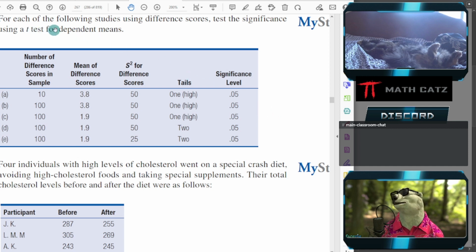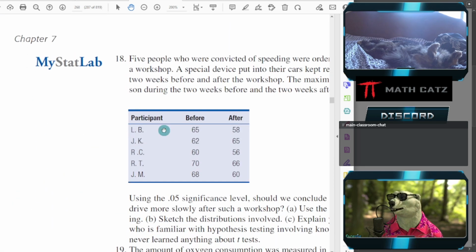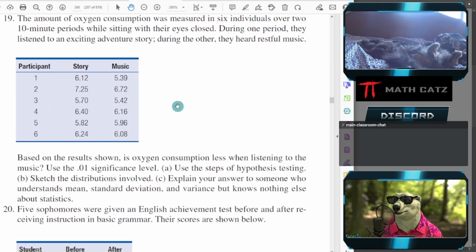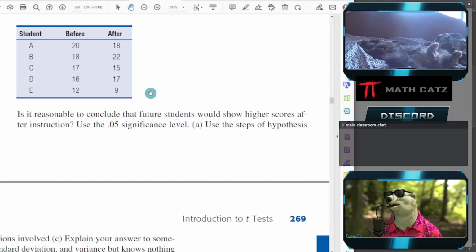For each of the following studies, using difference scores, test the significance using a t-test for dependent means. The only issue here, I'll give you a little example. In number 19, for example, they give you more of a story where we are measuring the participant before and after treatment of some kind. It doesn't really matter. Let's look at this one.